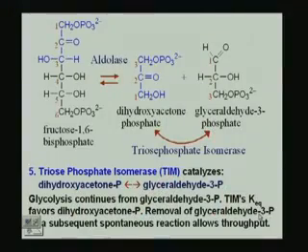Then there is removal of the glyceraldehyde 3-phosphate and subsequent spontaneous reaction. Okay? But it does not happen as it is. The equilibrium is shifted to the left, but with the removal of the product, that is glyceraldehyde 3-phosphate, it obviously moves to isomerize more of the DHAP.